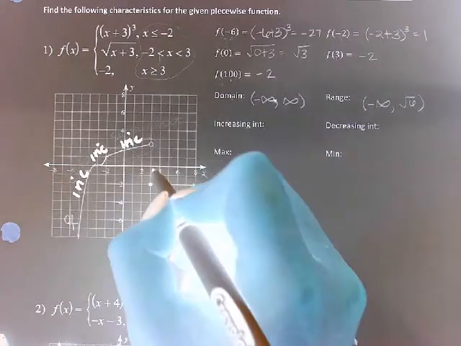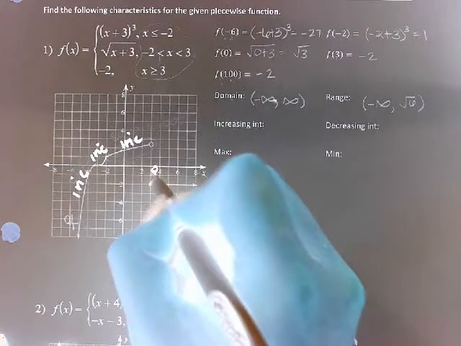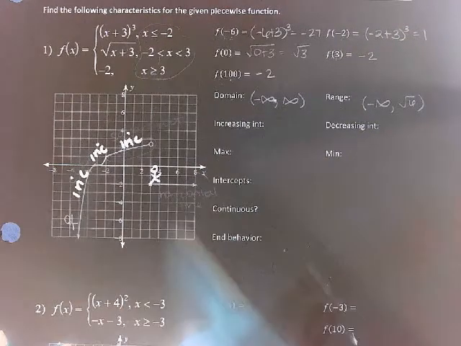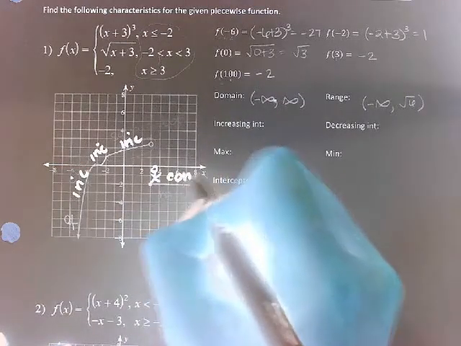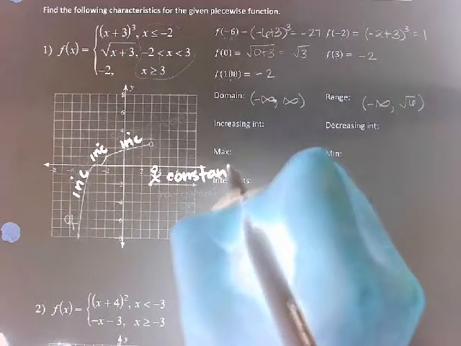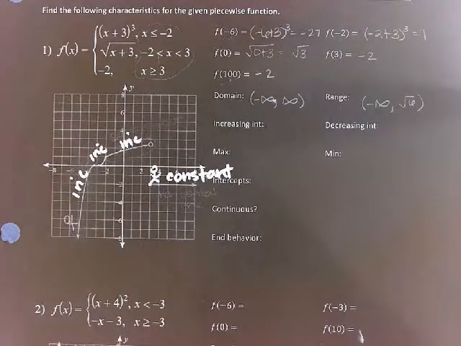And then we have a new stick figure who starts right here. And he's not doing anything. This is what we call constant. He just walks straight. He's not going up. He's not going down. It's just constant.